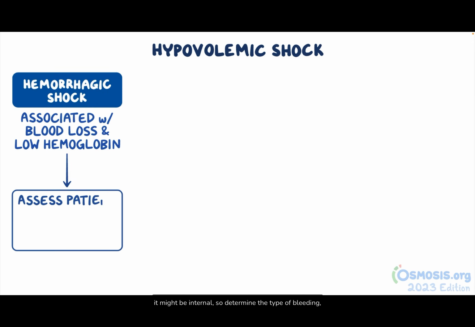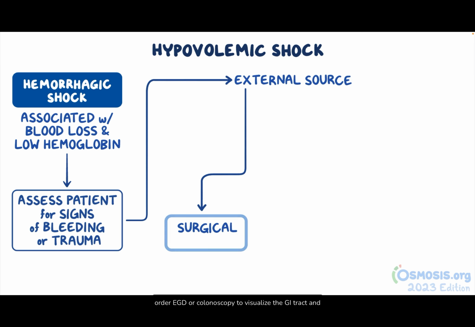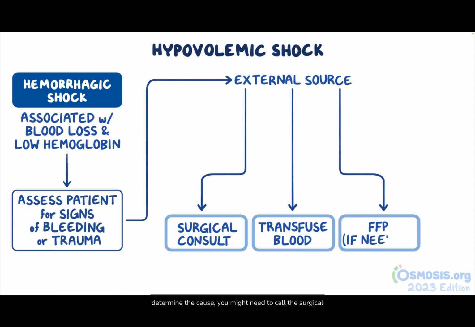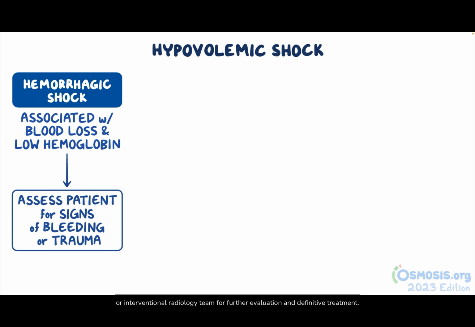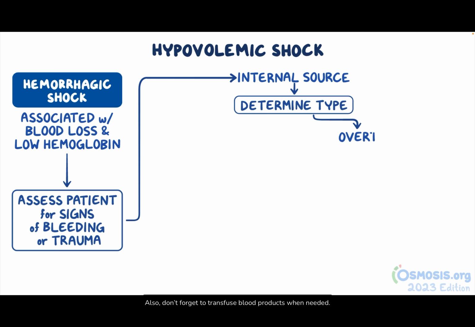On the other hand, hemorrhagic shock is associated with blood loss and low hemoglobin levels, so your next step is to assess the patient for signs of bleeding or trauma. If the patient presents with an external source, call the surgical team for consultation, transfuse blood products, and fresh frozen plasma if needed. On the other hand, if the patient presents with no external source, it might be internal, so determine the type of bleeding, whether overt or concealed.